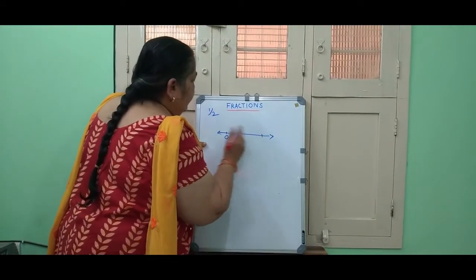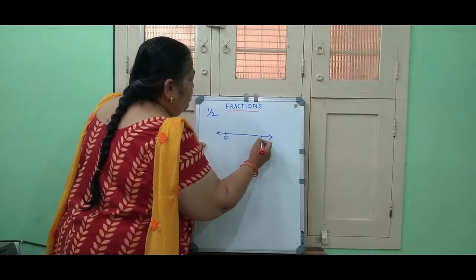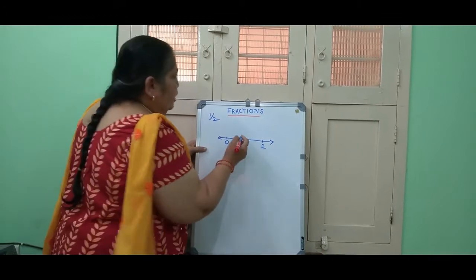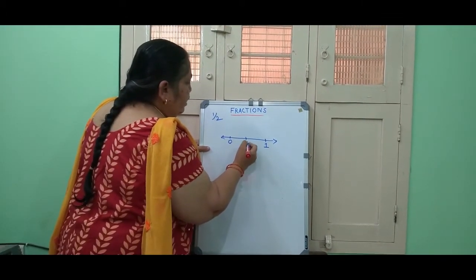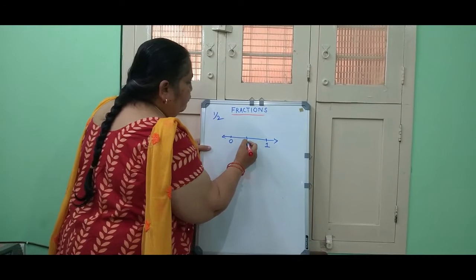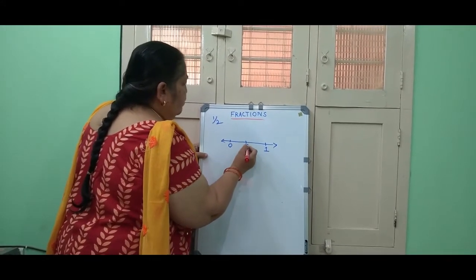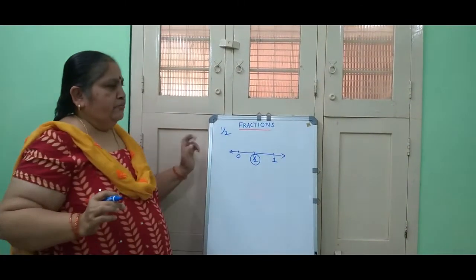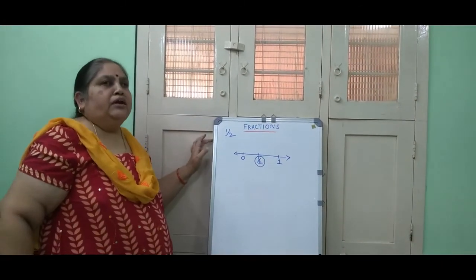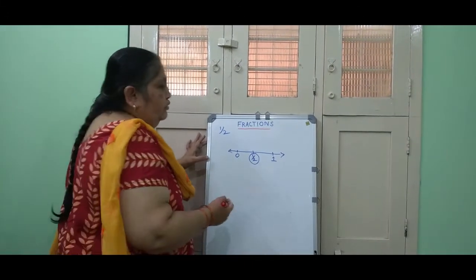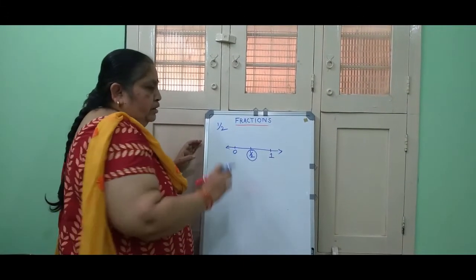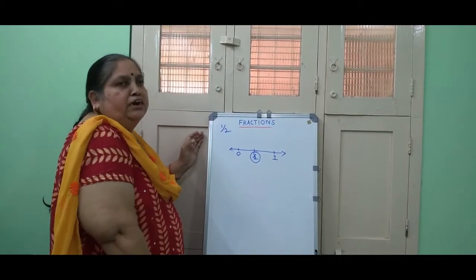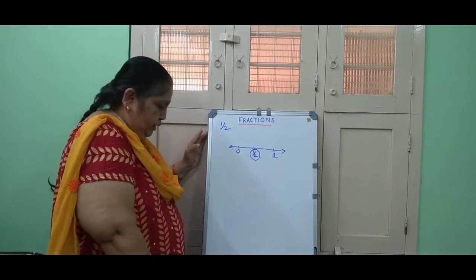So let us divide this into two parts, from 0 to 1. From 0 to 1, I am dividing this exactly in half. See, half can be represented like this on the number line. That means a fraction can be represented on a number line also. So, these concepts are useful for us in the coming videos to solve the problems.